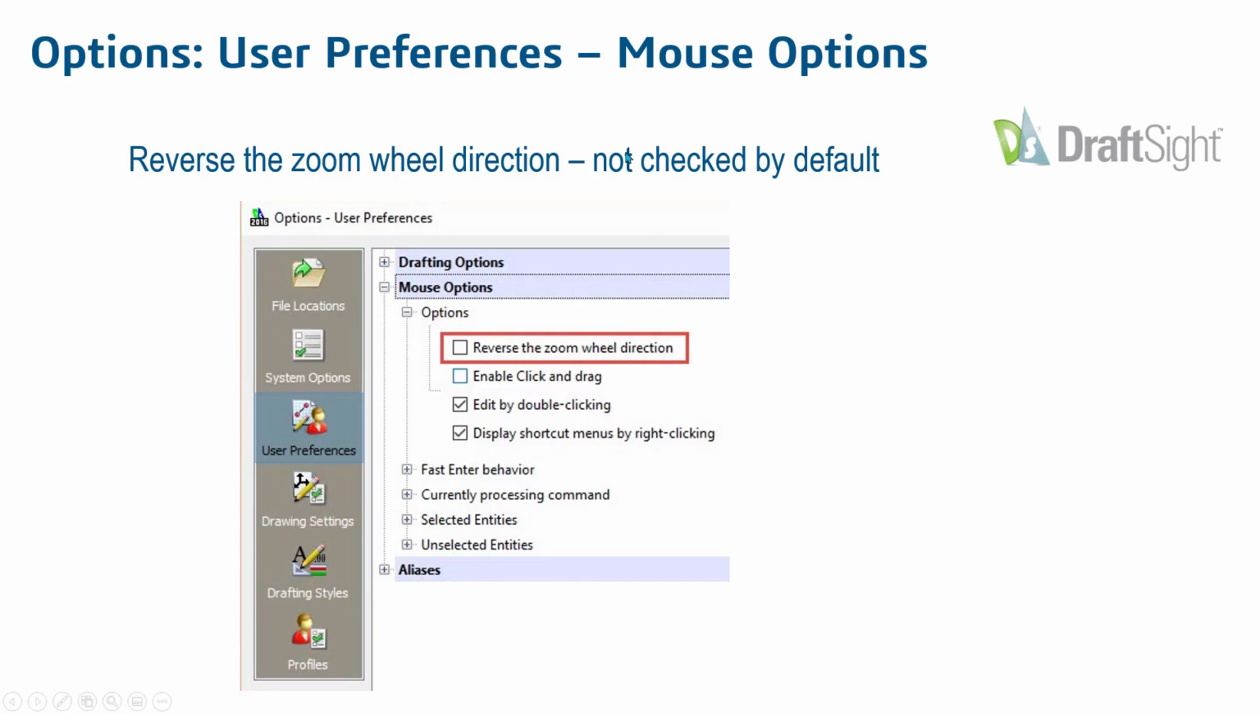So here your reverse zoom wheel is not checked by default. This is just to show you, if you wanted to switch this, you could. And if you switch this, you would make it like SolidWorks. Think of it that way. If you leave it alone, it'll be AutoCAD normal. And remember, SolidWorks is opposite of what AutoCAD normal is. All right? But that's where you can go change it if you want to.